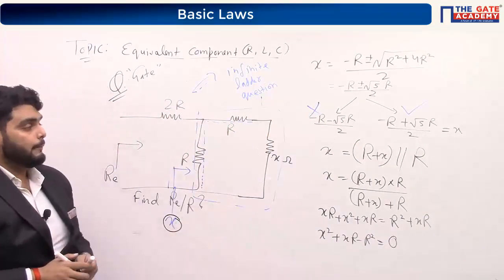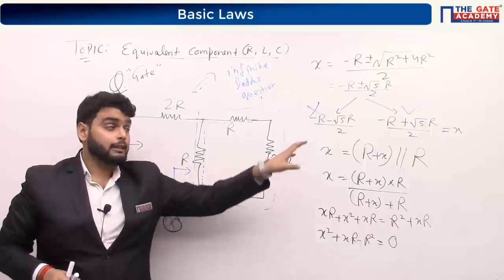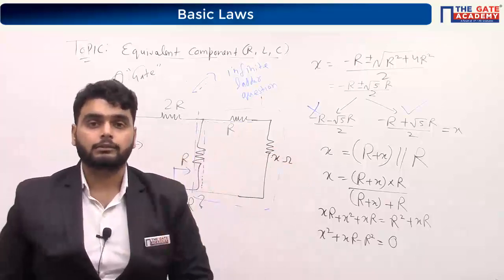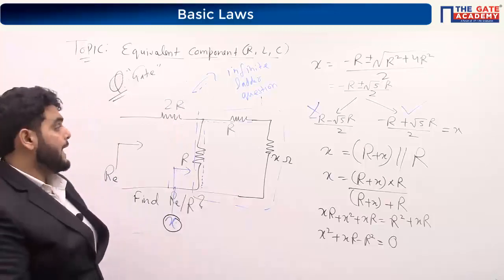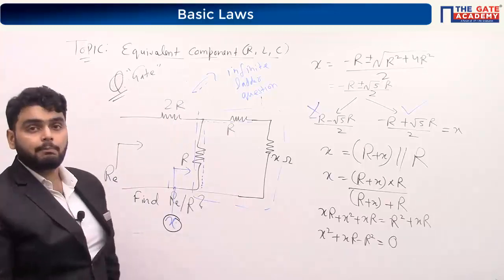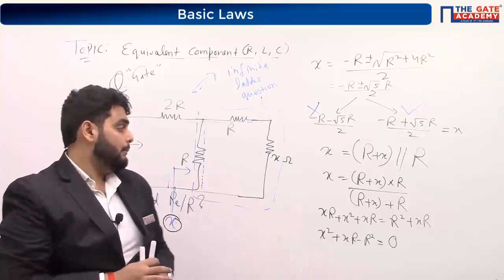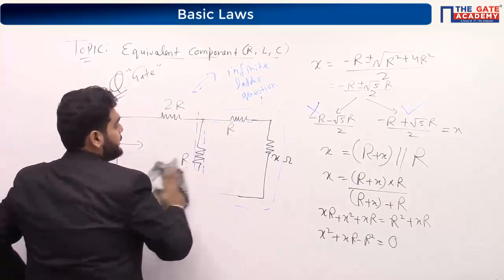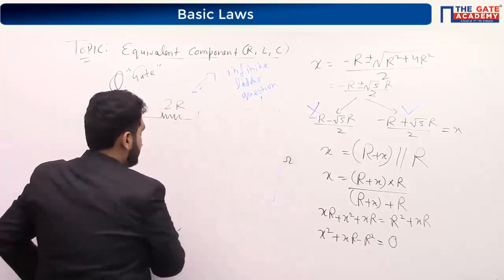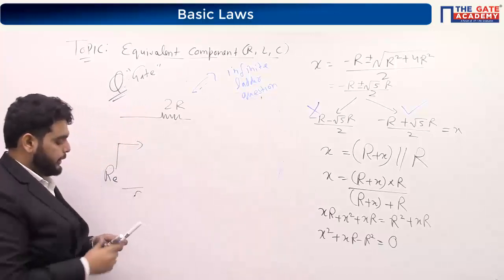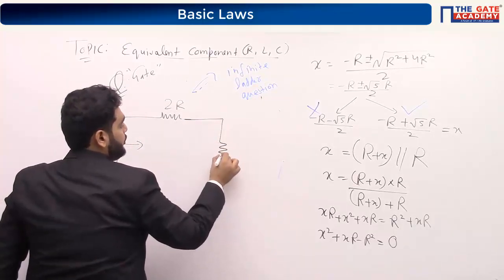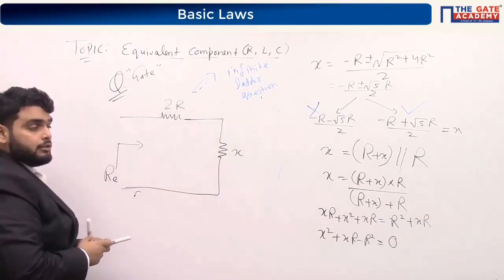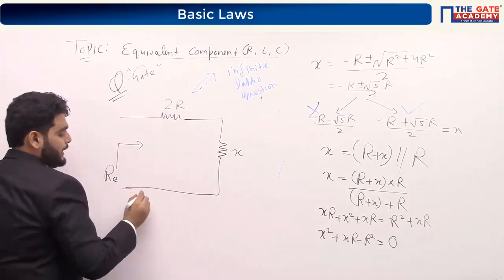Till this step, do you have any doubt? If yes, ask me. So X comes out to be minus R plus root 5 R divided by 2. But the question is not complete, we have just found the X. The diagram is now reduced to this. This was X, right? So what is RE?